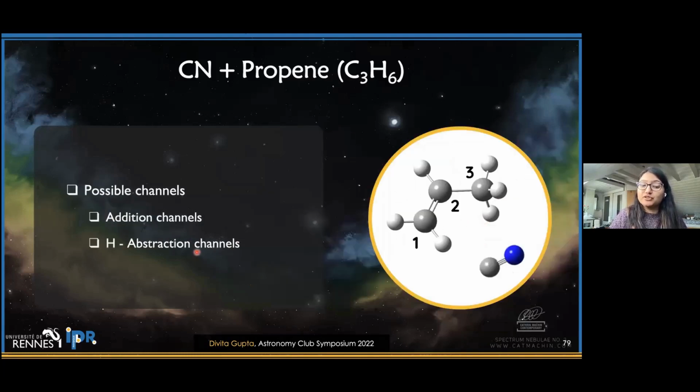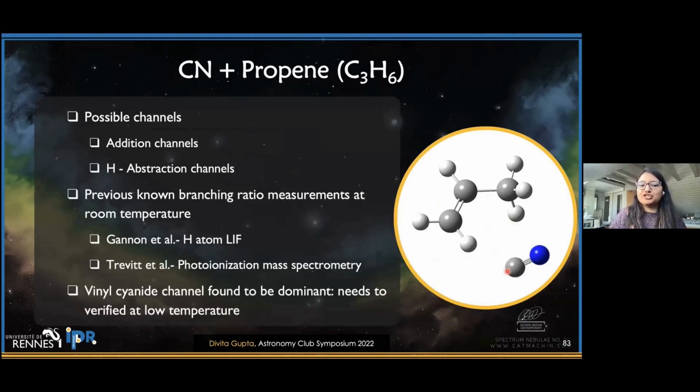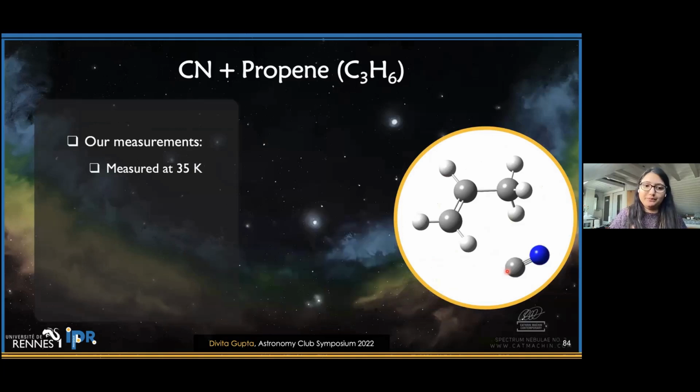What you can also have is a hydrogen abstraction channel, which basically means the CN will abstract any of these hydrogens, and what you will be left with is a radical over here, and you will form HCN, okay? So that's what you wanted to do, and the only previous known measurement for this reaction is at room temperature, where they actually saw that the vinyl cyanide channel was dominant, okay? But we wanted to verify this at low temperature as well.